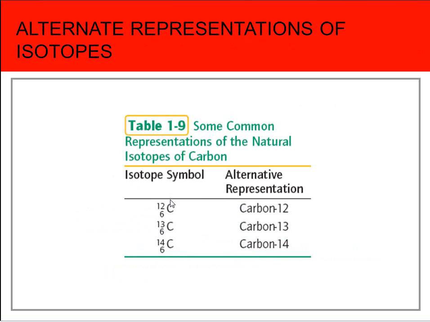So the isotope symbol here, carbon-13, we can also write carbon-12 and carbon-14. All three have the same atomic number, same number of protons. An alternative representation is just to write out carbon-12, carbon-13, carbon-14.